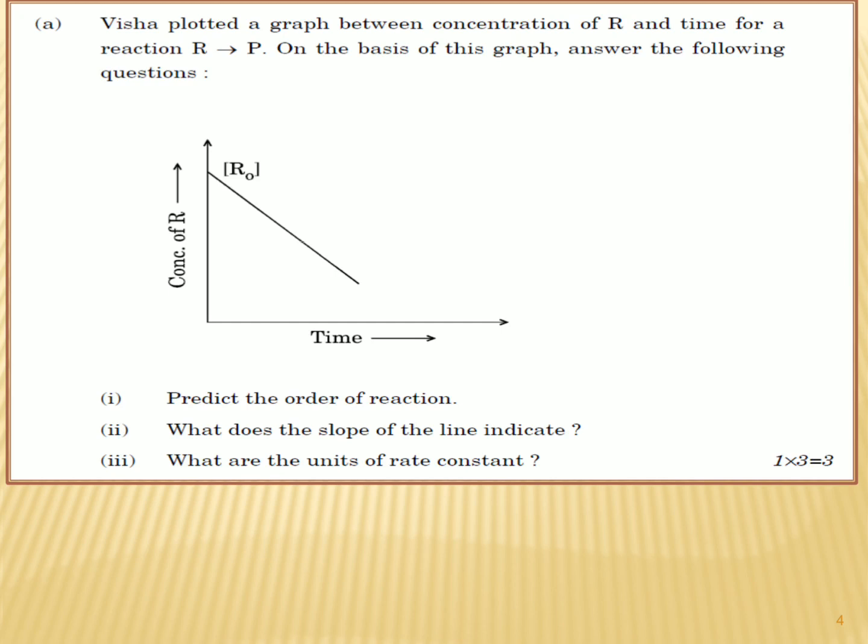Now see, this is the second question asked in 2020. A graph is plotted between concentration of R and time for a reaction R to product. On the basis of this graph, answer the following questions. Concentration of R is decreasing with time, and this is the graph. Predict the order of the reaction. You know that this is for zero order. What does the slope of the line indicate? You know that slope is equal to minus k. What are the units of rate constant? Since it is a zero order reaction, the unit will be mole per liter per second.